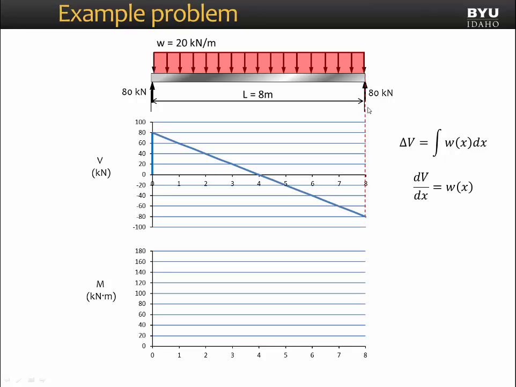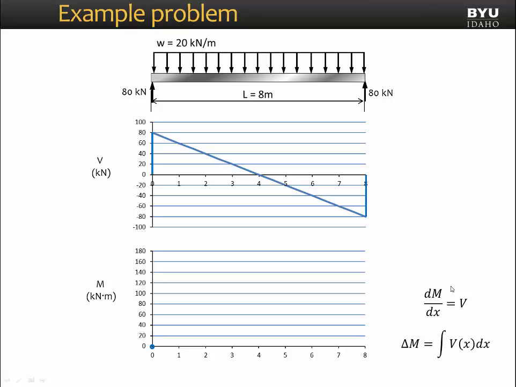At the end of the beam, we have another 80 kilonewton point load applied that will jump us back to 0 using this rule here. And we start at 0, we end at 0, and our shear diagram is done. Now let's look at the moment diagram. Because we have a pin support at the left side of this beam and no externally applied moment, our moment is going to be 0 at x equals 0.